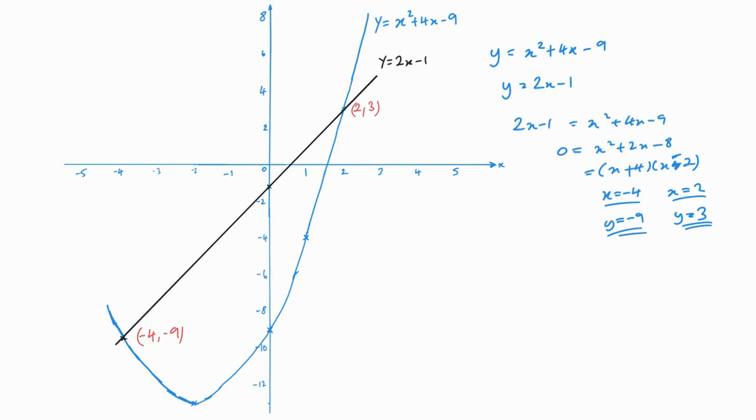And remember, after we substituted in and rearranged to get x squared plus 2x minus 8, we could have used the discriminant to tell us how many solutions we should have. So at this point, if I took my x squared plus 2x minus 8 and used the discriminant, I can see that I've got 4 minus 4 times 1 times minus 8, and we get 36. Positive number, therefore 2 solutions. So you always have the discriminant as an option to check there.